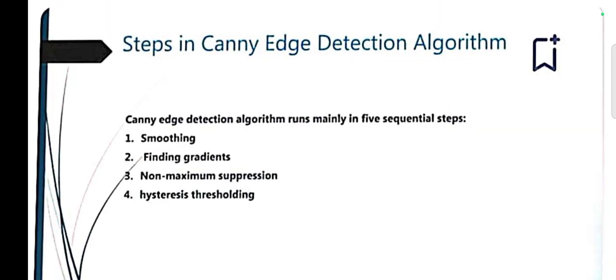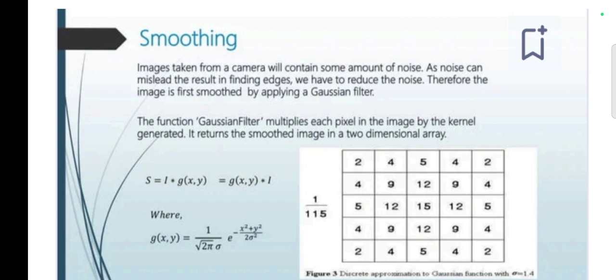So let's check what the steps in the Canny edge detection algorithm are. The steps are given below. They are mainly five sequential steps. The first one is smoothing, the second is finding gradients, the third is non-maximum suppression, and the fourth is hysteresis thresholding. Here comes the first one. Images taken from a camera will contain some amount of noise. As noise can affect the result in finding edges, we have to reduce the noise. Therefore, the image is first smoothed by applying a Gaussian filter. This is what is meant by smoothing.